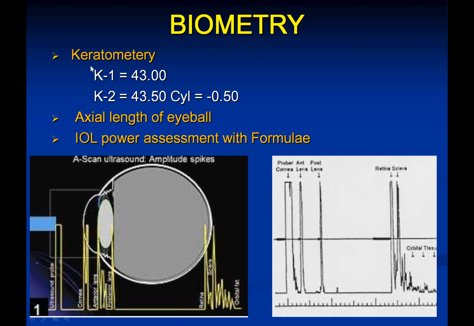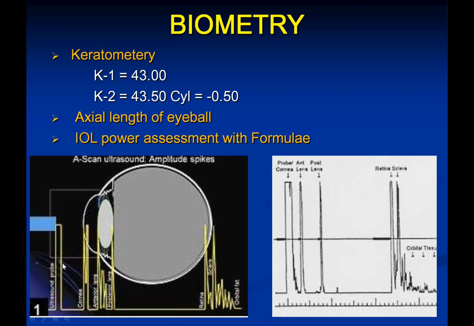There are two main elements that we have to take into account, that is keratometry, the refractive power of the cornea, and then the axial length of the eyeball. Keratometry is measured with the keratometer. Both K1 and K2 are measured and their average is taken. Then the axial length of the globe or eyeball is measured with ultrasound A scan.